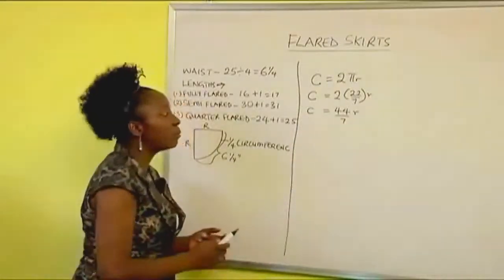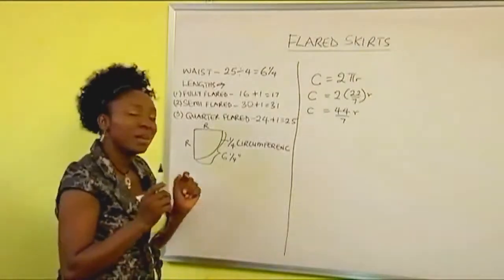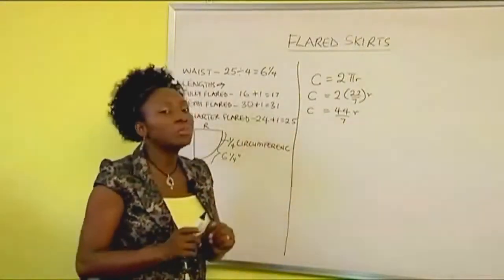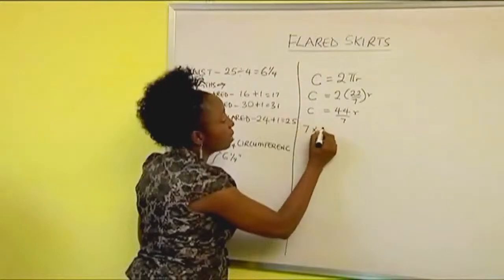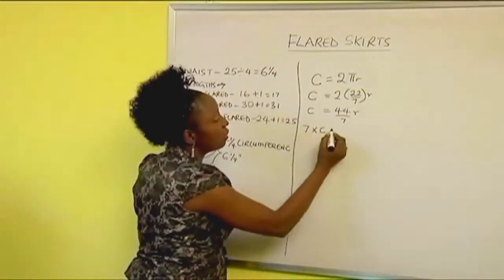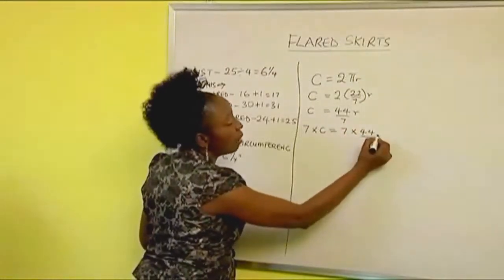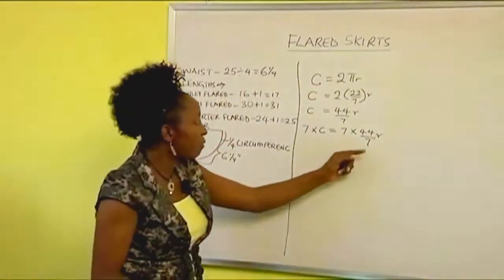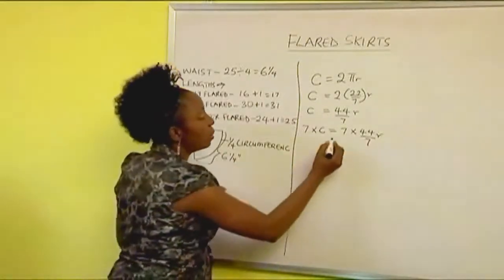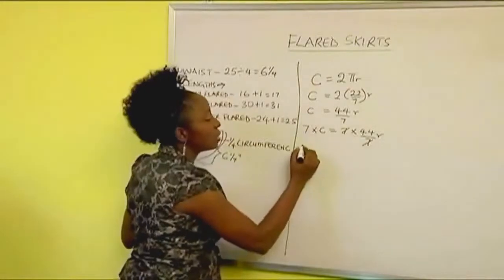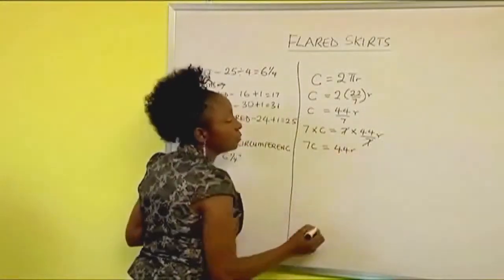Now, after I've done this, I'm going to multiply both sides by 7, because I'm trying to see how I'm going to make r the subject of the formula. So I take my 7, I multiply by C, and that will give me 7 times 44/7r. In mathematics, once you have this, you know 7 will cross 7 out, so you cross those out. What you're left with is 7C equals 44r.